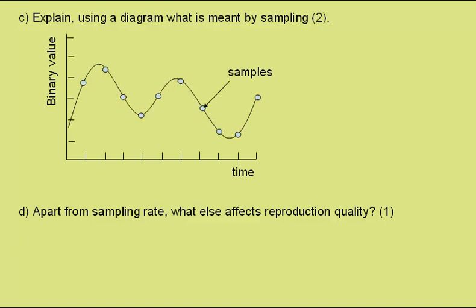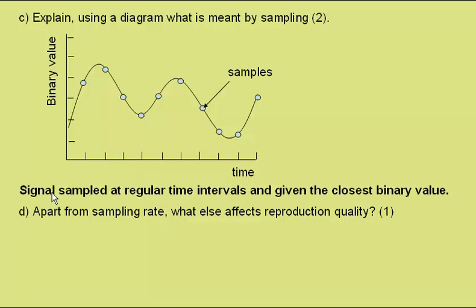A diagram something like this, with time on the x-axis and binary values on the y-axis, an analog signal which has been sampled at various regular time intervals and binary values assigned to each of those samples. What we've done is we've sampled at regular time intervals and given the closest binary value to each of those.